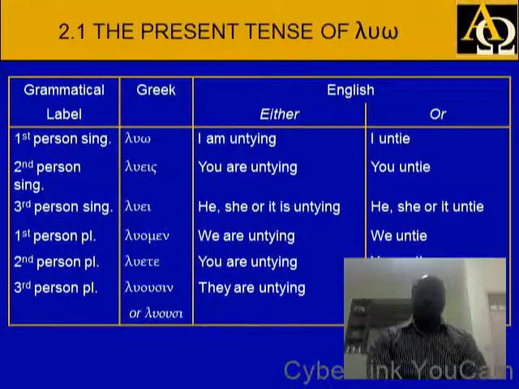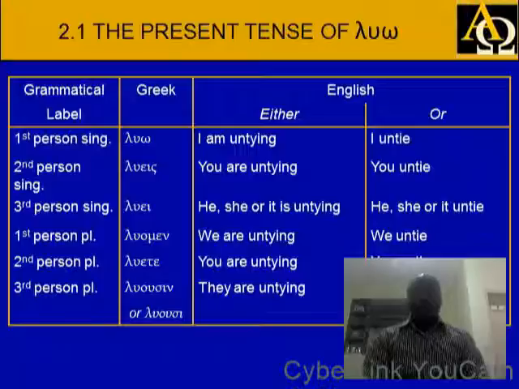So luo, the word luo means I am untying or I untie. So it's either I am doing something or something is done in a moment in time. So the other is process and the other is definite. So the second person is lues. So let's say the various parts to the end: luo, lues, luei, luomen, luete, luozin. So luo, lues, luei, luomen, luete, luozin.